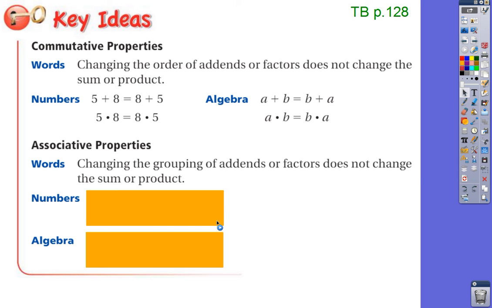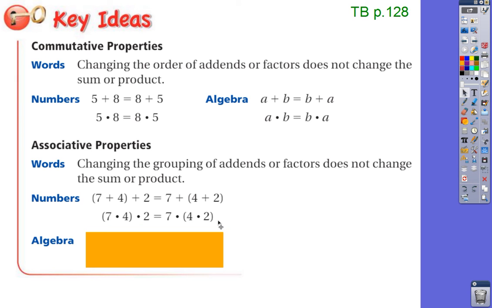Here's an example in numbers. If I had, in parentheses, 7 plus 4, plus 2, it is going to give me the same exact answer as 7 plus, in parentheses, 4 plus 2. Notice this is the same problem, and the order has not changed. All that we've done is move the parentheses. If we're just adding numbers, it doesn't matter which order we add them in because we will get the same answer. The same is also true with multiplication.